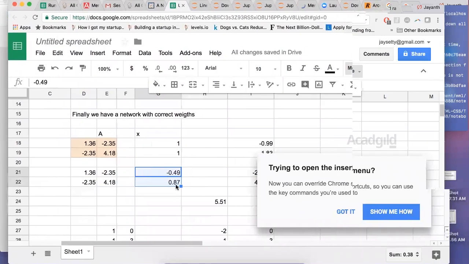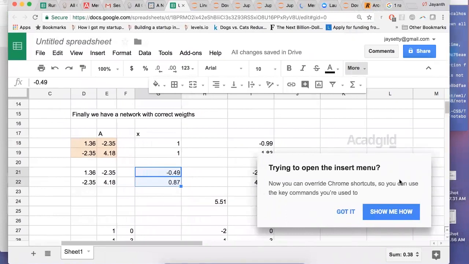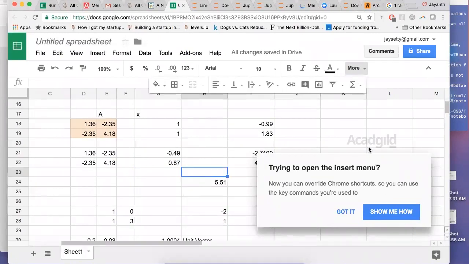Minus 0.49 and 0.87. Just do it as a small exercise right now. Feel free to use Excel. Okay, so let me just discuss this.